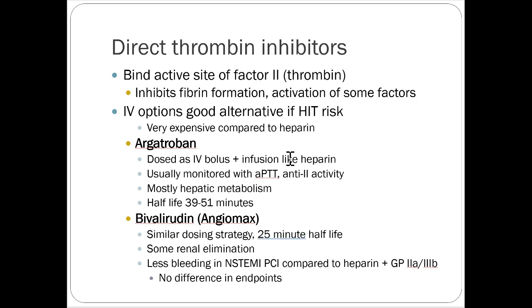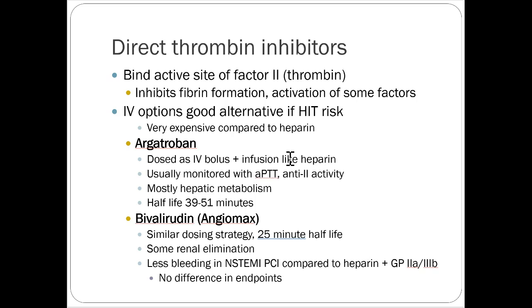All right, a couple other anticoagulants. Direct thrombin inhibitors bind to the active site of factor 2, thrombin, directly. They inhibit fibrin formation and activate some factors. These are good alternatives if you have HIT risk. So for those patients with HIT antibodies to heparin, problem is they're really expensive.